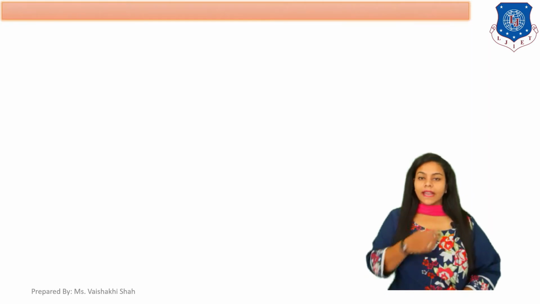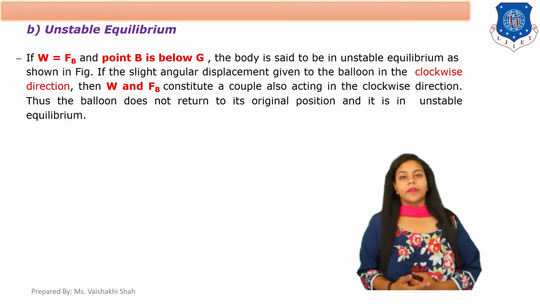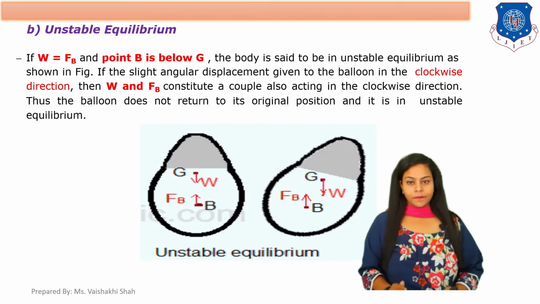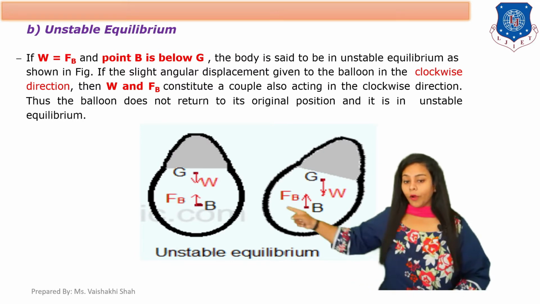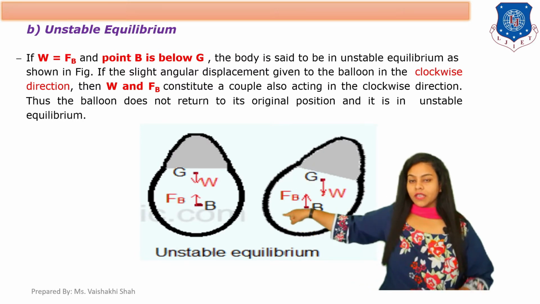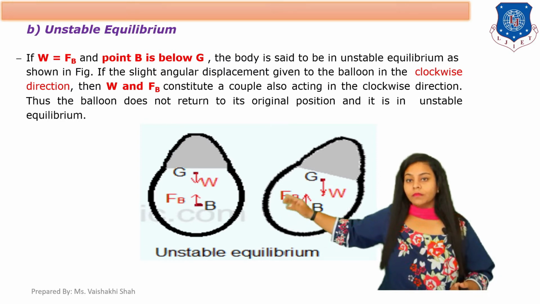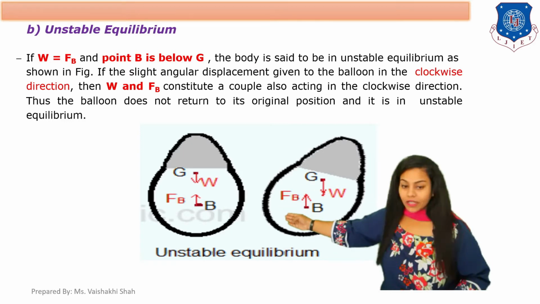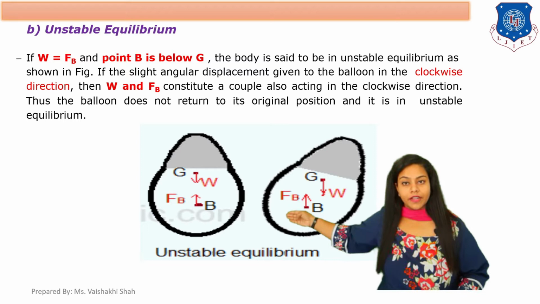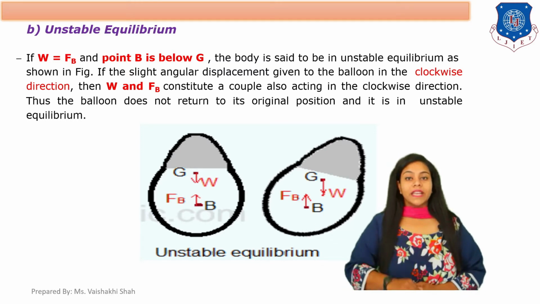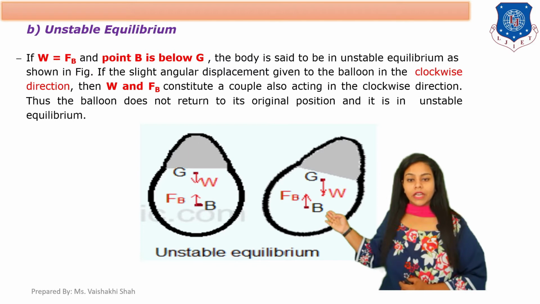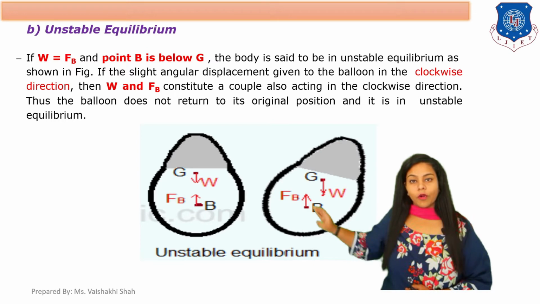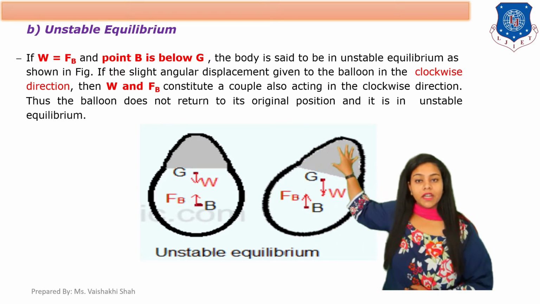Clear? Now the second condition, which is unstable equilibrium. For unstable equilibrium, W equals FB, and remember point B is below point G. For stable equilibrium, point B was above point G, but here the center of buoyancy is below the center of gravity. So the body is said to be in unstable equilibrium, as shown in the figure. This part is filled up with heavy liquid.